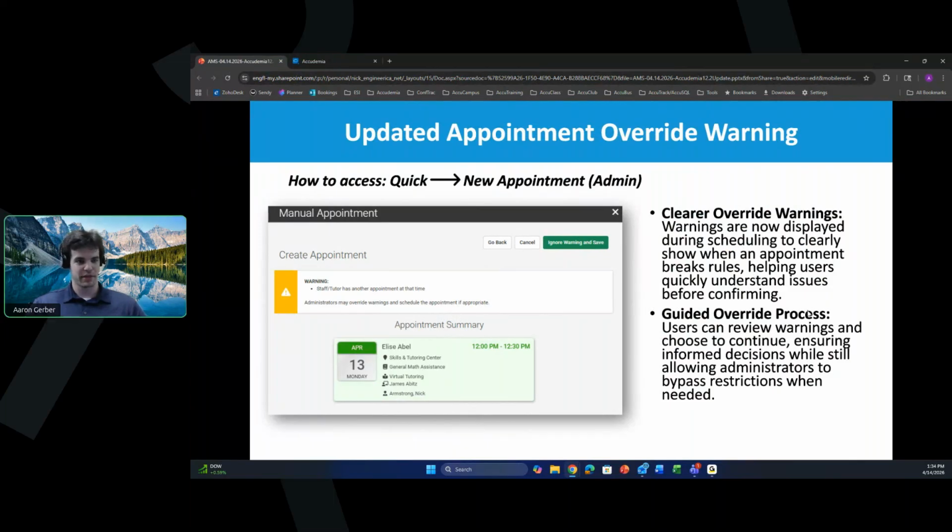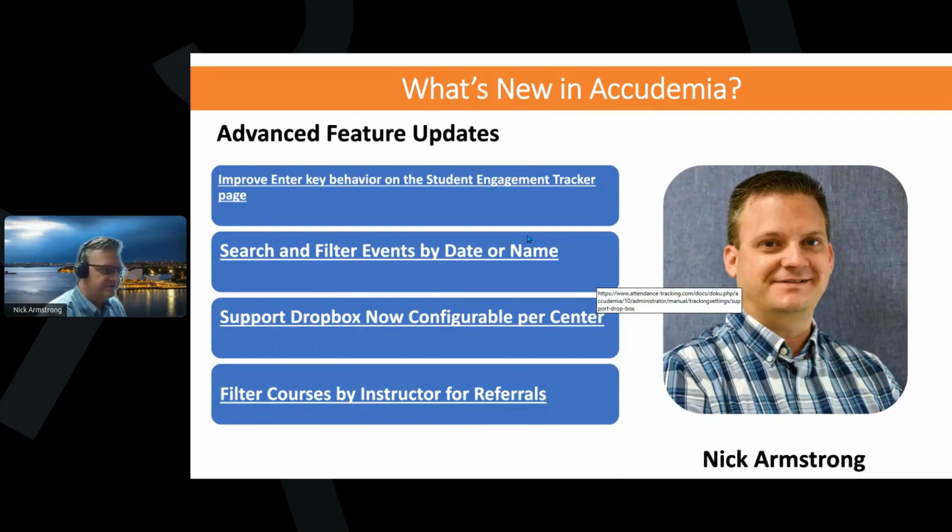And with that, I'm going to pass it off to Nick. Just trying to share. So yeah, we're going to be going over some advanced feature updates in that update last month. So we've improved some things with the student engagement tracker page, as well as regarding events and the support Dropbox and referrals. So we're going to go over those and see what those are.